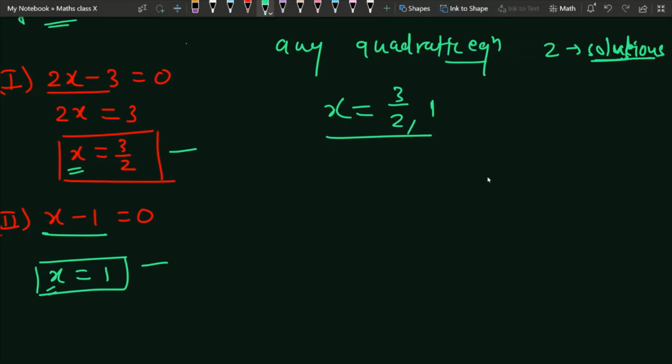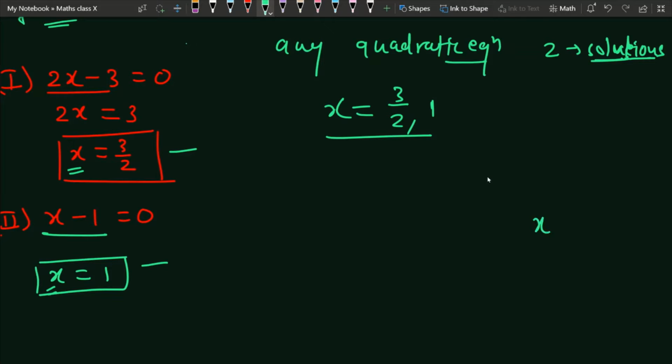Let me tell you something else. Suppose you have an equation of any power, the number of solutions of the equation will be equal to the highest power of the equation. Like a cubic polynomial, in a cubic polynomial we get the highest power as 3.